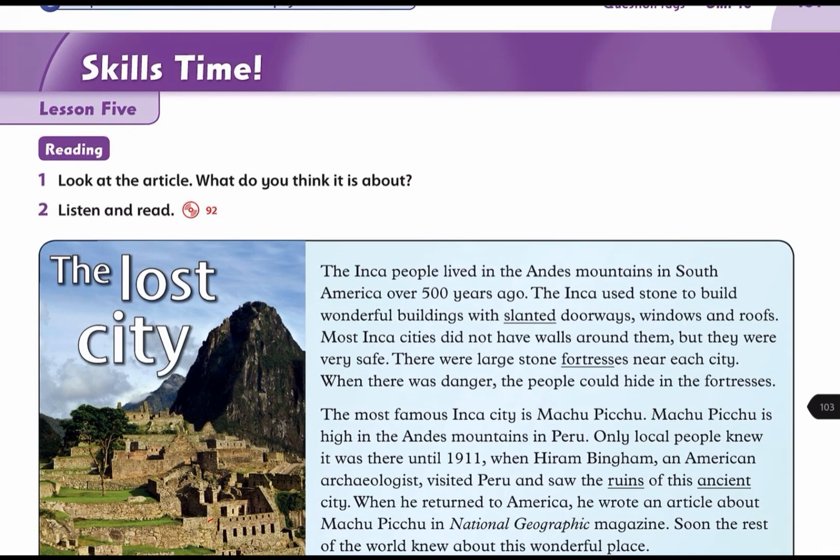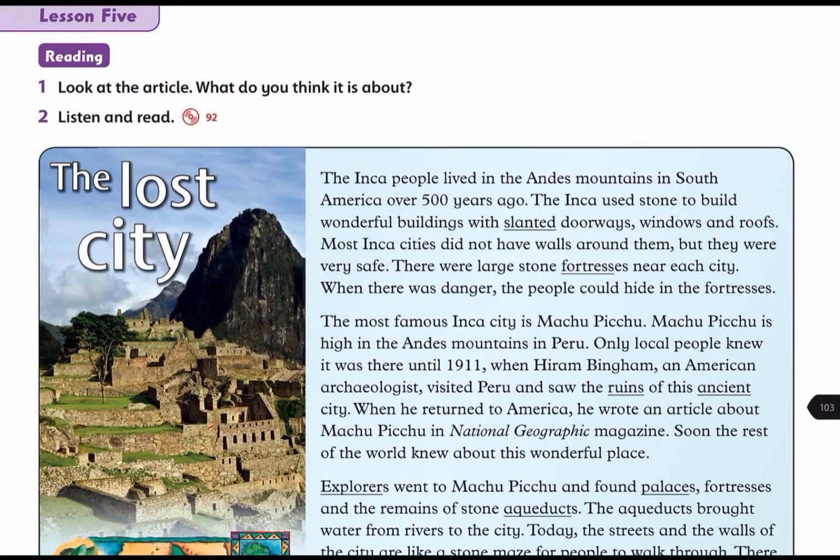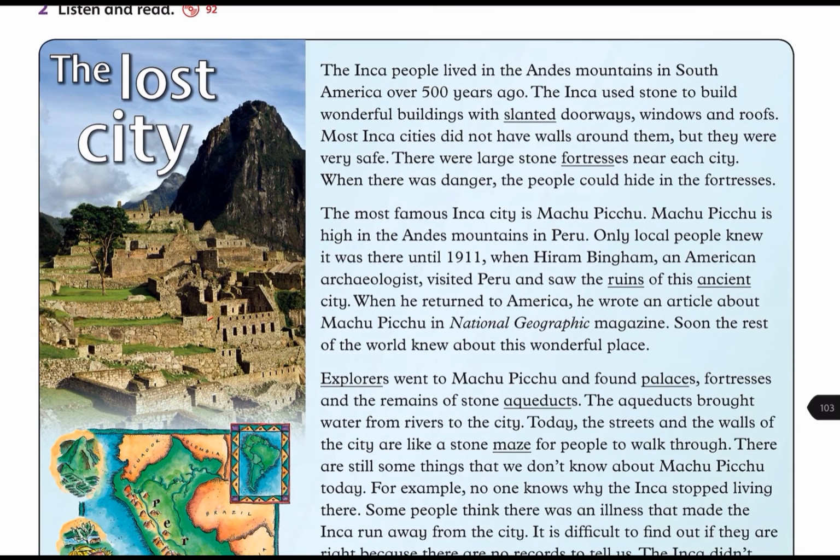Dear students, let's move to the next page. Cycles time. Lesson 5, reading. Look at the article. What do you think it's about? Okay, our article is about the lost city. Here there are so many important or unknown words. I'll explain the words for you. Please be with me and let's read together.